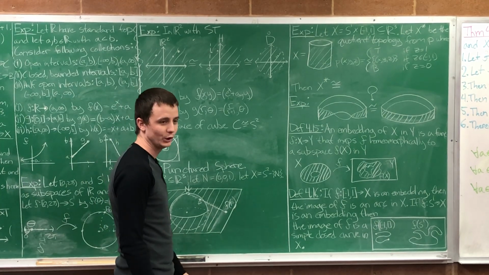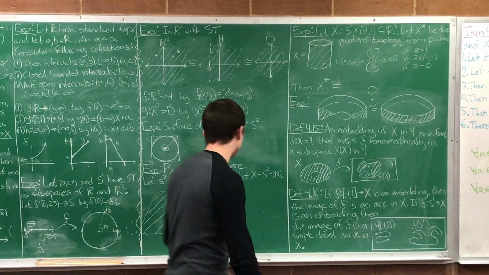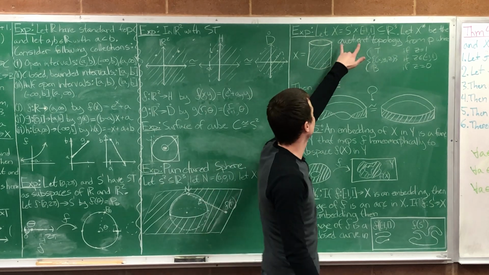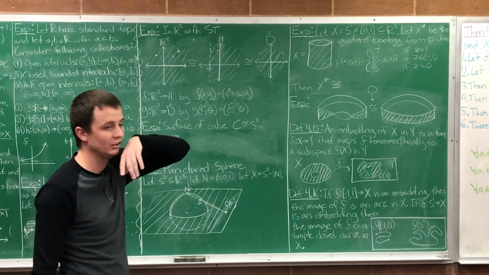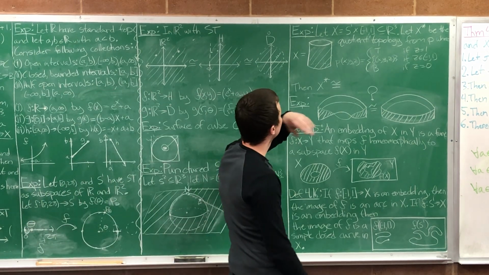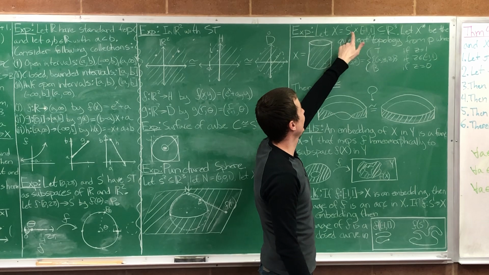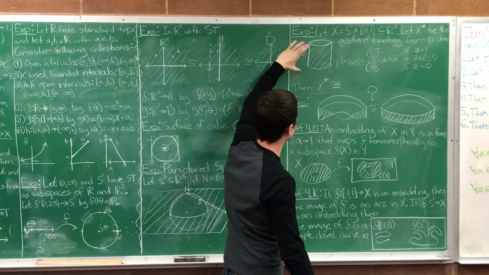Let's do some more. Next we're going to look at, this is an annulus, but we're going to view it as a cylinder, because we're going to view it in R3 rather than R2. So we're going to look at the circle crossed with the closed interval -1 to 1, and it's going to give us something like this.